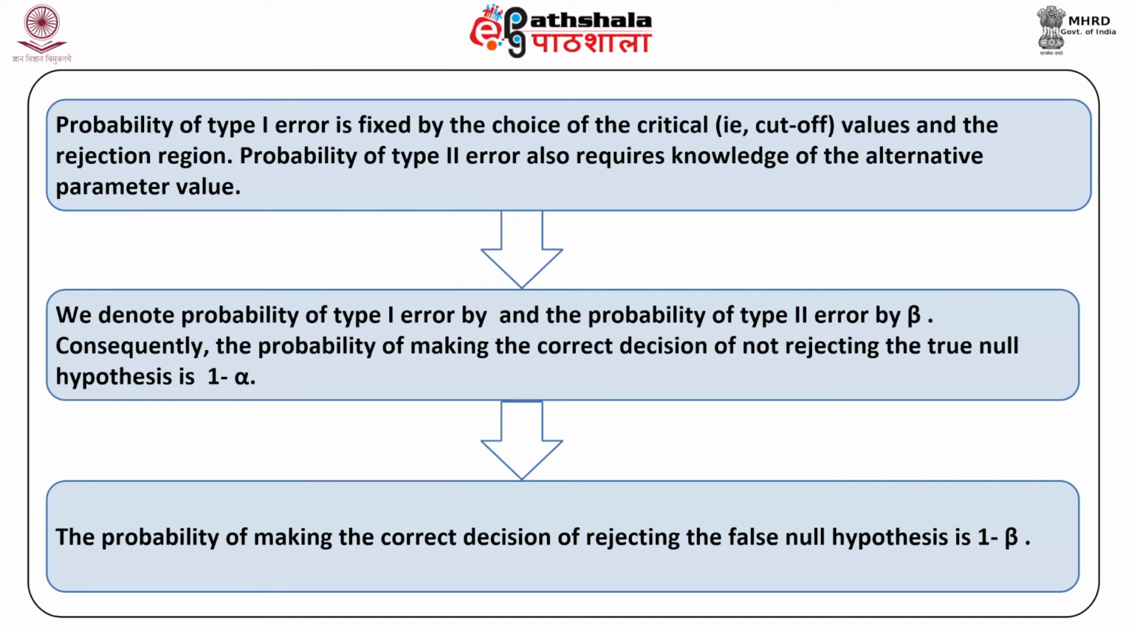Consequently, the probability of making the correct decision of not rejecting the true null hypothesis is 1 minus alpha. Similarly, the probability of making the correct decision of rejecting the false null hypothesis is 1 minus beta. These probabilities are shown in brackets in table 1, which you can note. And note that alpha plus beta is not equal to 1.